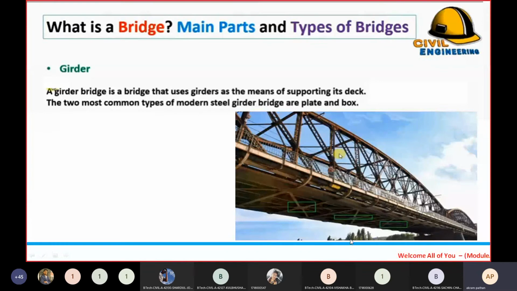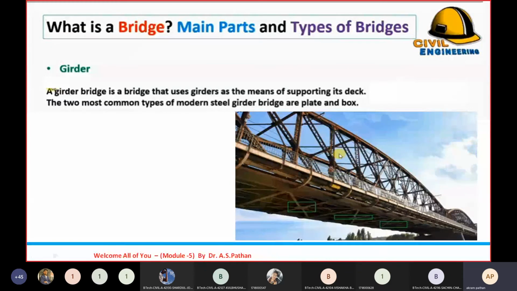Okay. Now the next thing is the girders. So what do you mean by girders? A girder bridge is a bridge that uses girders as the means of supporting its deck. So look at this here. I have marked it with the green rectangle. Whatever the deck slab we have, all the deck slab is resting on this particular girder.